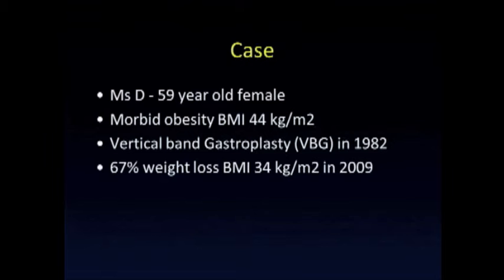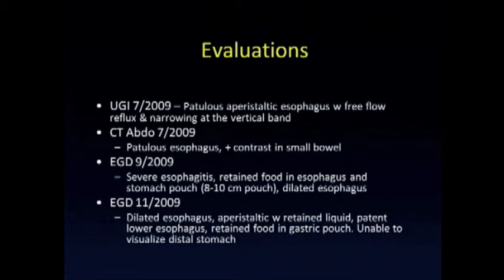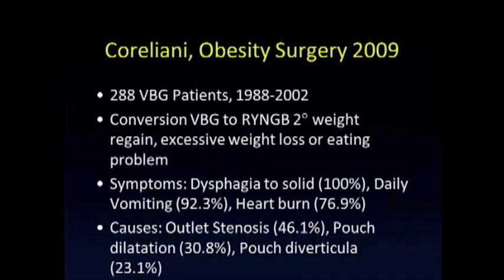For some reason I get a lot of VBGs in my area, and this is a 59-year-old patient. She lost a good amount of weight. Check, that's a good thing. Now she was having some serious symptoms, 19-year history of GERD, unable to sleep, having emesis, so she was having some serious problems. We confirmed this. Always do your imaging ahead of time, important from a risk management standpoint. Upper GI showed an esophagus that wasn't working too well.